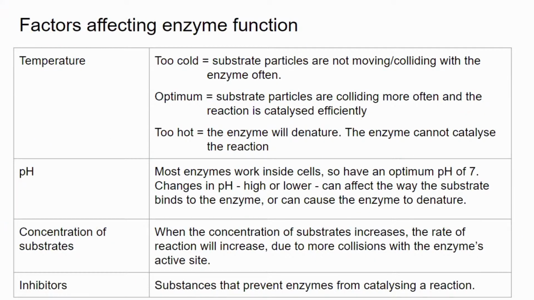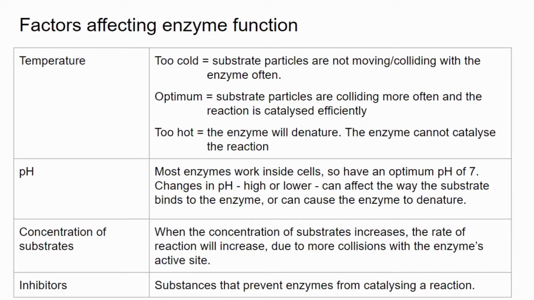There are a number of factors that affect enzyme function. We've talked about temperature. If the protein gets too hot, the enzyme will denature, it will change and lose its shape. This means that the enzyme cannot catalyse the reaction. However, if it's too cold, the rate of enzyme function will be low as well.